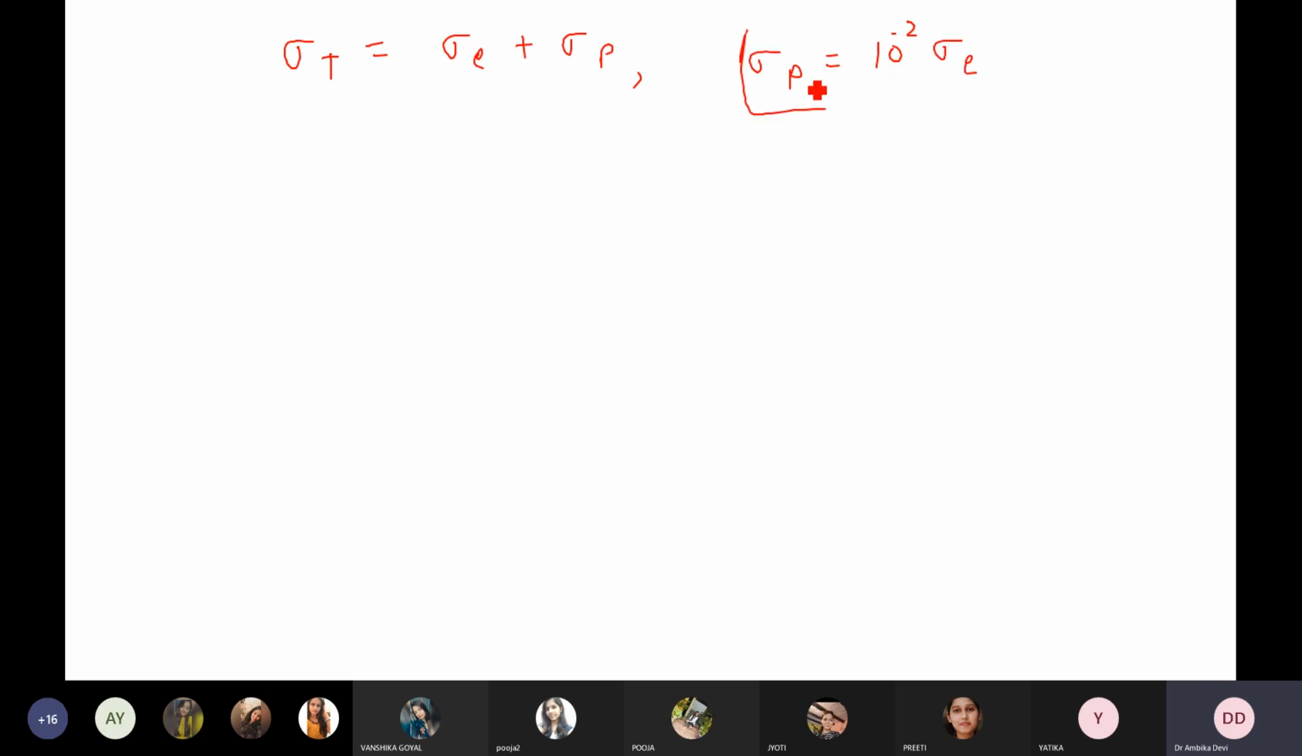So this is having a very low value as compared to the electrons. The contribution of the conductivity due to electrons is quite high as compared to the contribution due to the phonons, right? So most of the time we ignore the contribution in conductivity due to phonons. Okay, so most of the time it is being neglected.